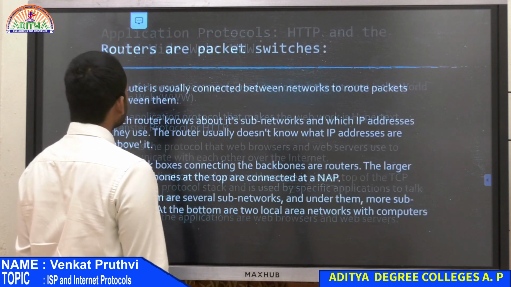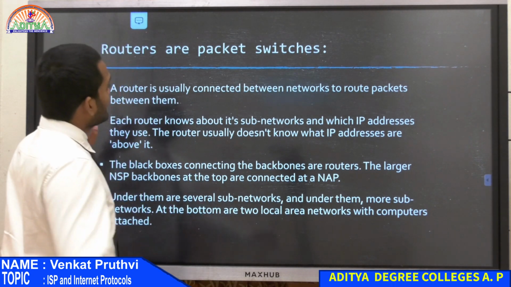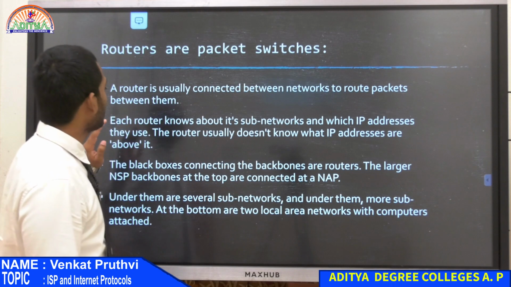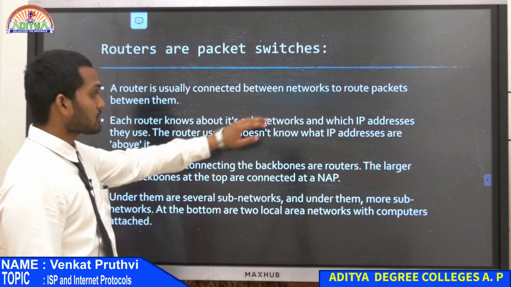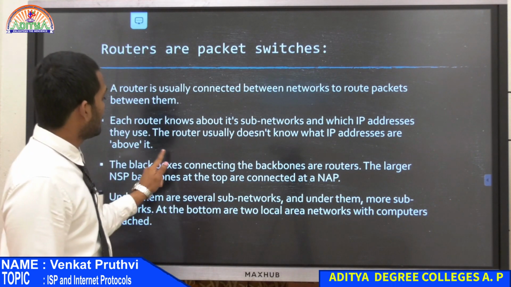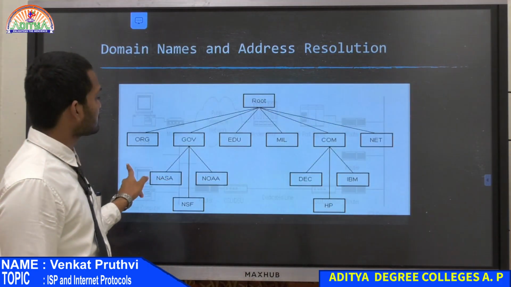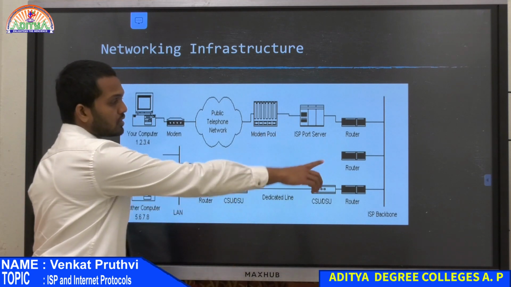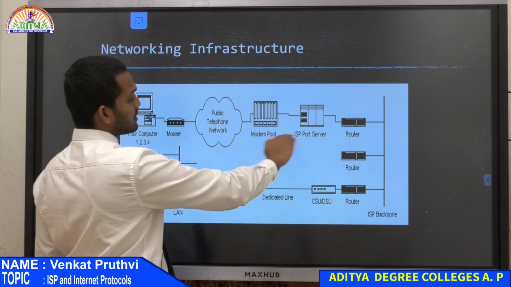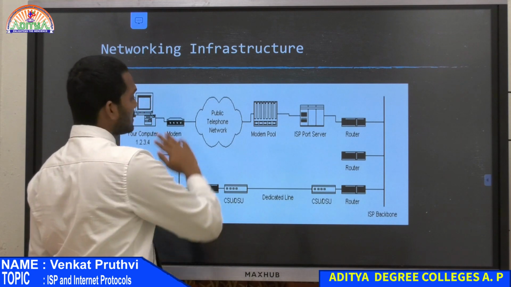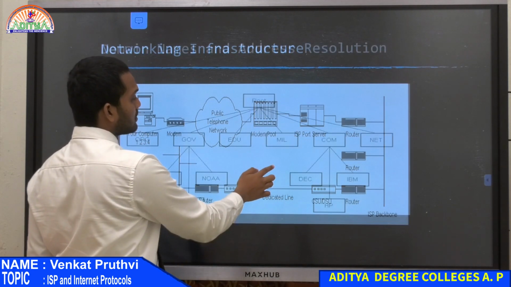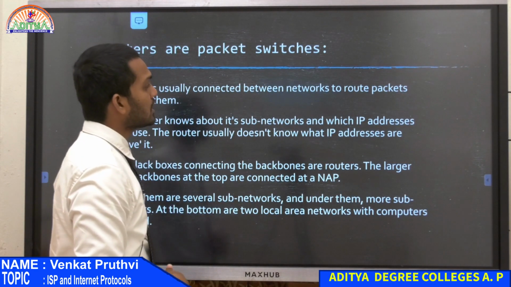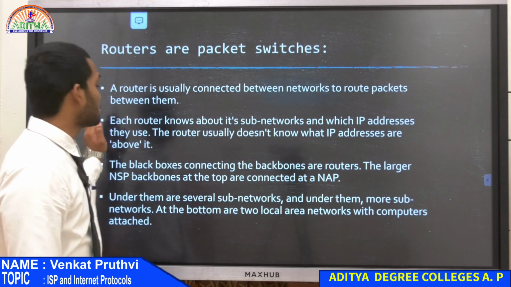Next we will see what routers and packet switches are. A router is usually connected between networks to route packets between them. Now we all know what packets are, and when you see this diagram you can see routers. So we have to first understand what routers are in this diagram, and what these servers and modem pools are. If you understand that, you will understand how this all happens. So let's see first what routers are.